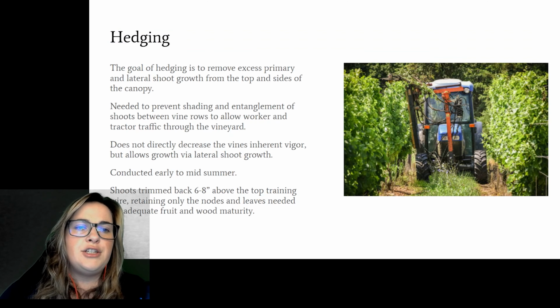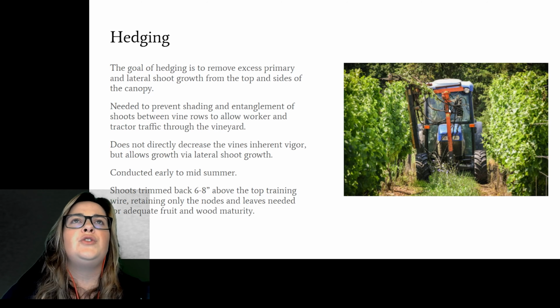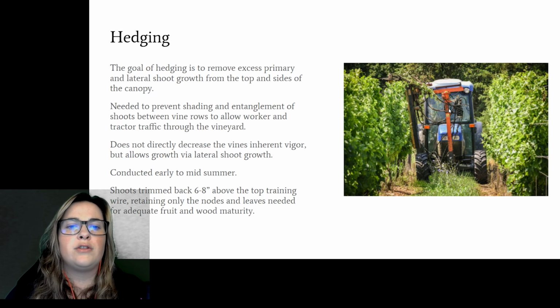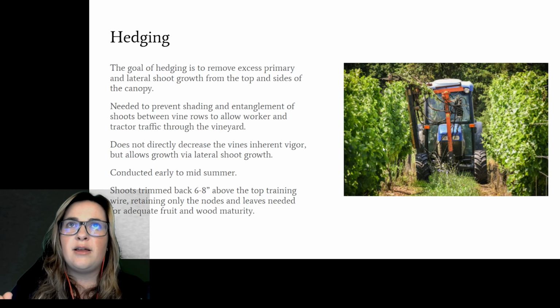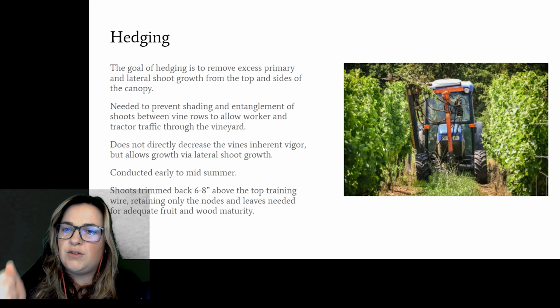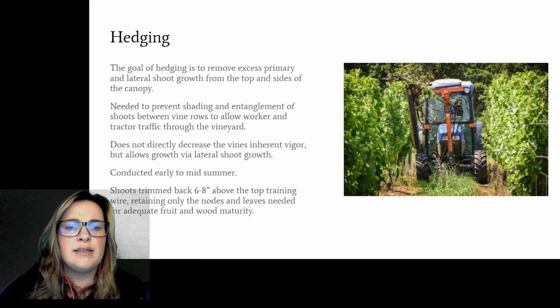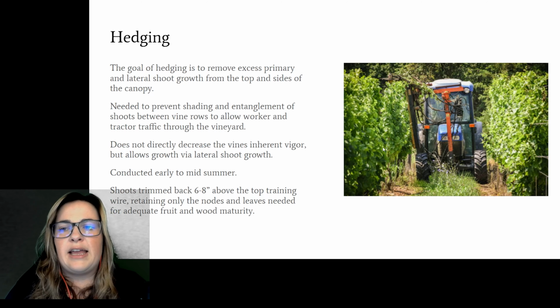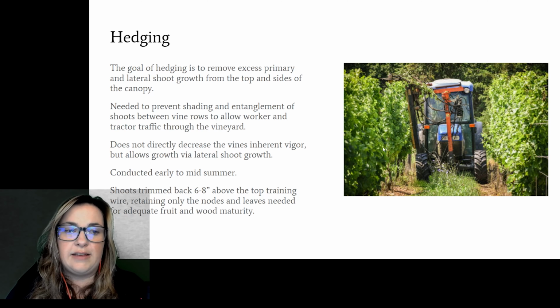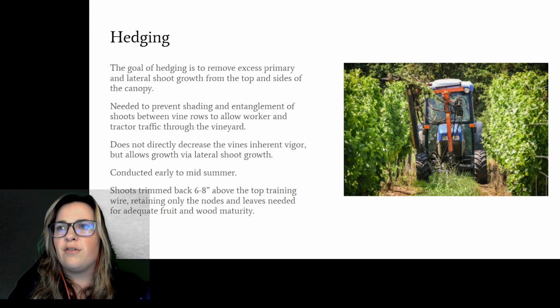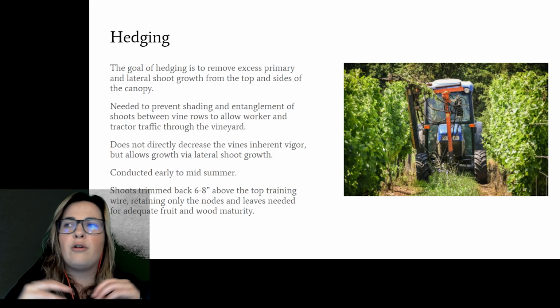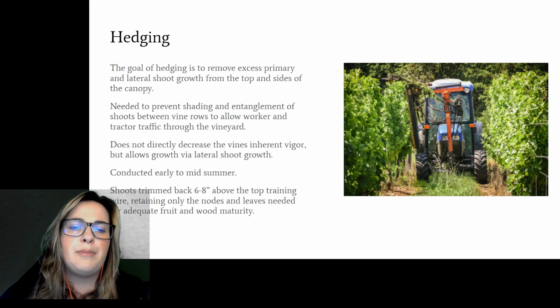Okay, hedging. Hedging is to reduce any excess shoot growth on the top and or sides of the canopy. It can be done with an attachment on a tractor, much like this. It can be done by hand with a little hedging saw. If you've ever seen those, people just go right over the sides. It helps to cut back any excess growth that is not needed. It won't directly reduce the vigor of your vines, but it can allow for some lateral shoot growth instead.